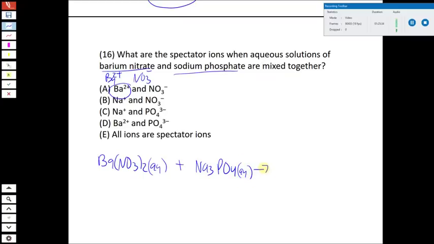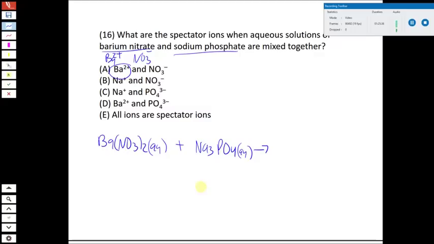And then the two products are going to be where we swap the cations and anions. So barium is going to get paired with phosphate. So we have barium 2 plus paired with PO4 3 minus. When we cross the charges and balance them, we get Ba3(PO4)2. So a little bit complicated of a formula there. I think we might have had this in an earlier problem too. And then the other product is going to be sodium paired with nitrate, which is just NaNO3.